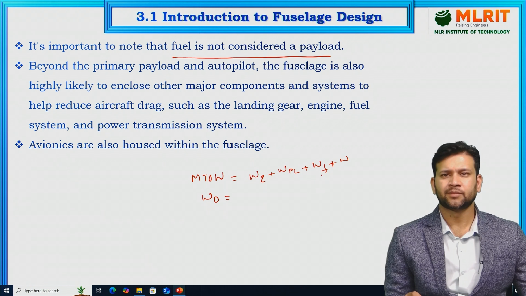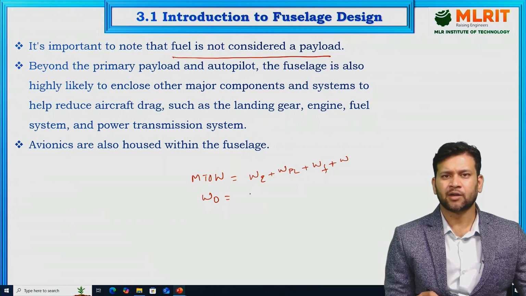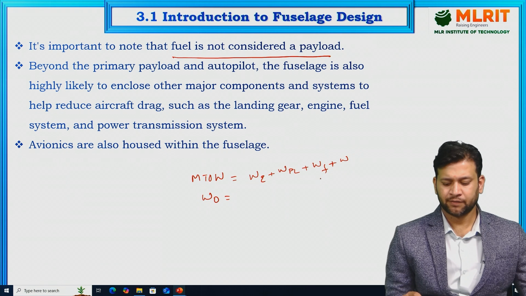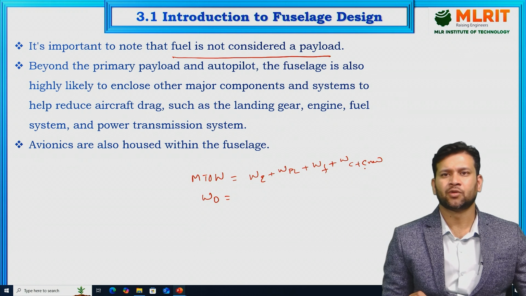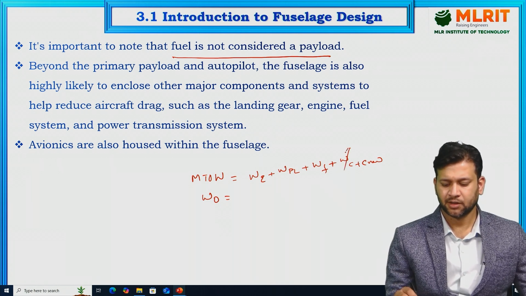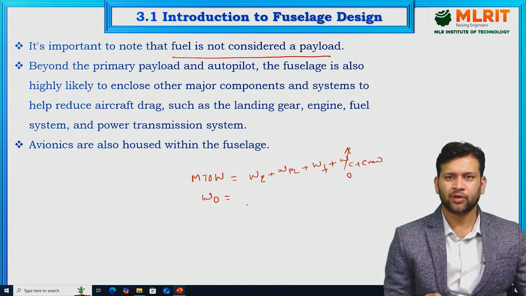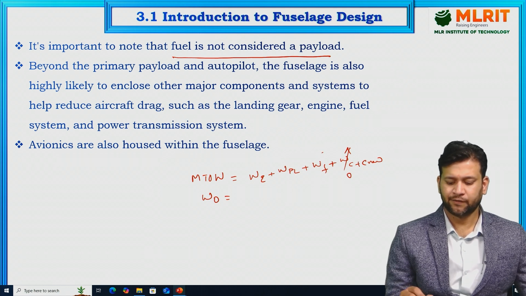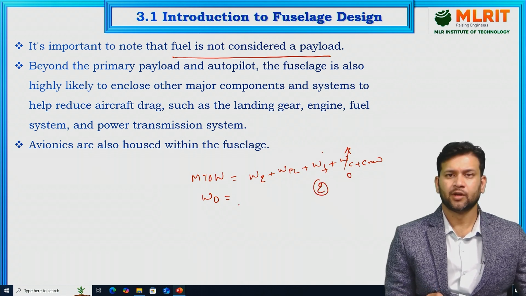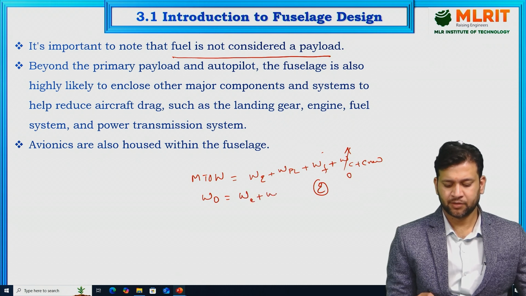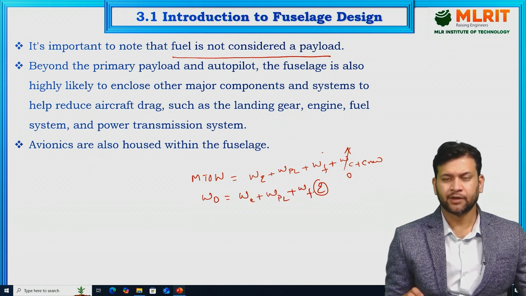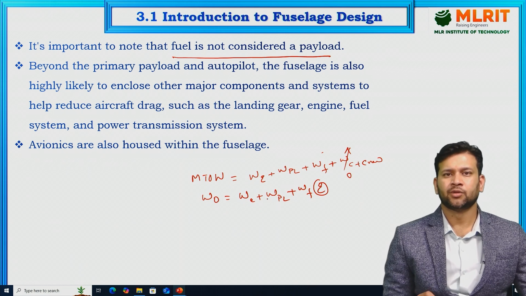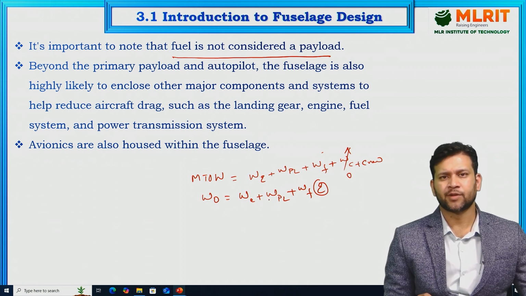Then fuel weight. But in an unmanned air vehicle, we don't consider the cockpit plus crew weight. This is crew and cockpit weight. We don't have any crew in the unmanned air vehicle, so this is nullified to 0. We have only empty weight, payload, and fuel weight. Fuel weight is a different entity. The sum of empty weight plus payload plus fuel weight is the maximum takeoff weight.